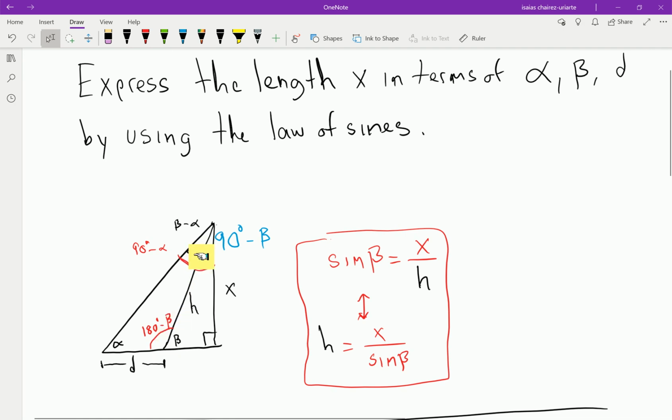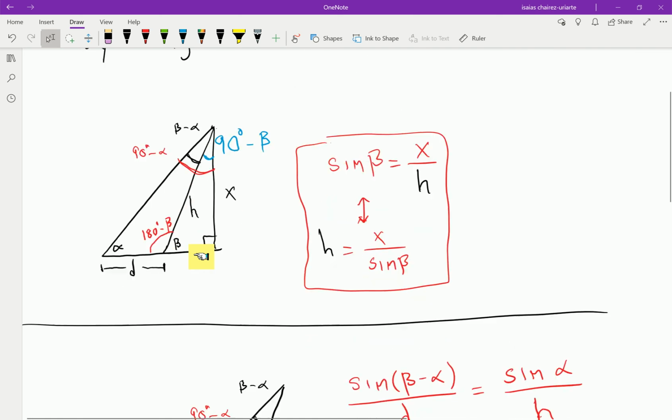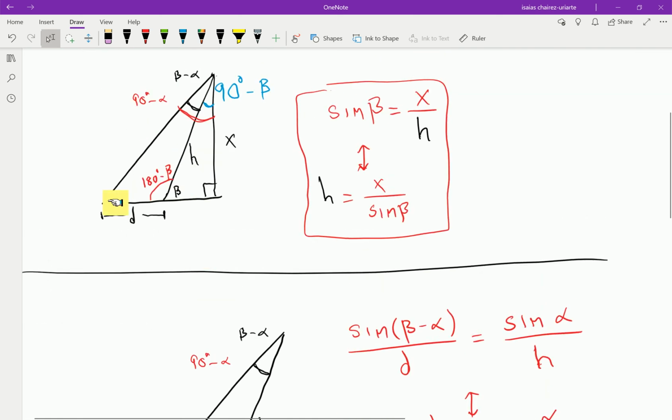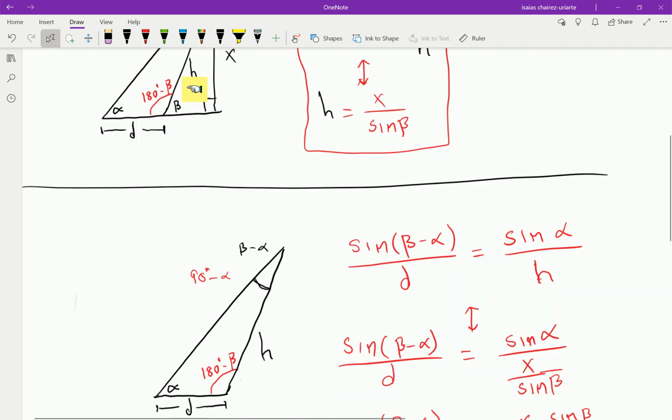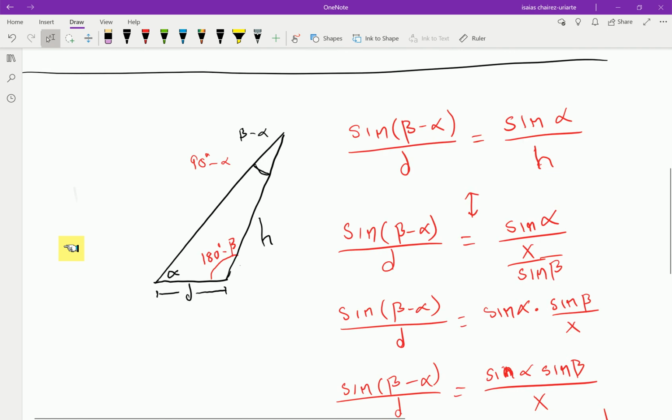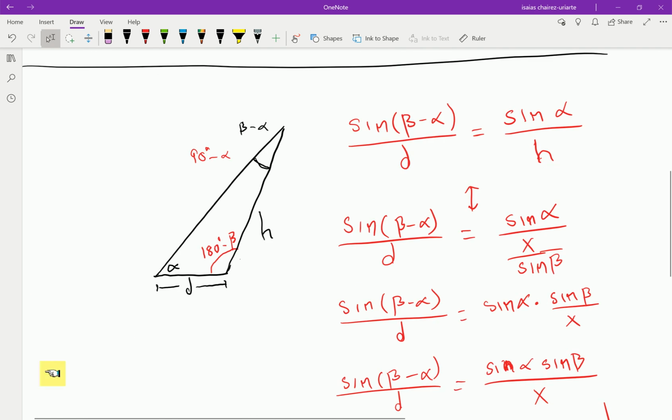And that's good, because now I'm going to just focus on the left angle, the angle that's alpha, 180 minus beta, and beta minus alpha. I'm just focusing on that triangle. It looks like this. Okay, and now what I can say is that sine of beta minus alpha divided by length d should be equal to sine of alpha divided by length h. That's what the law of sines says.